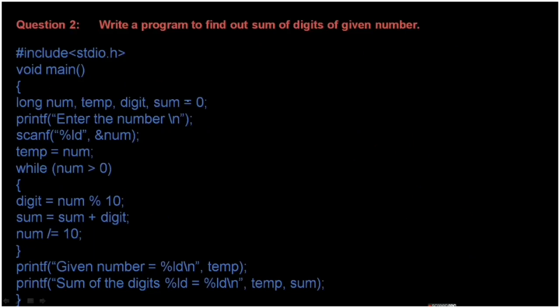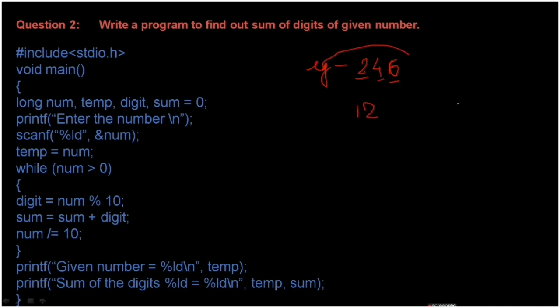The second question is: write a program to find out the sum of the digits of a given number. This is a somewhat tricky question. For example, we have a number like 2, 4 and 6. This is one digit, this is another digit of the number, and this is another digit. The sum of all the digits we need to find. That is 6 plus 4 is 10, 10 plus 2 is 12. So 12 must be the output of this input.